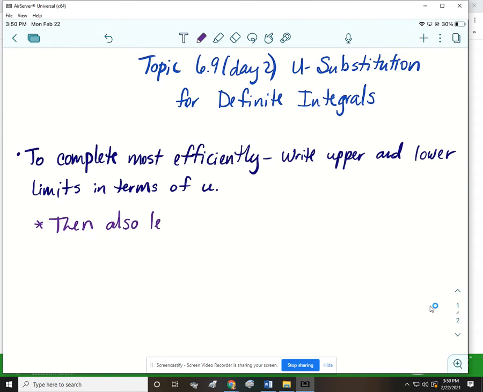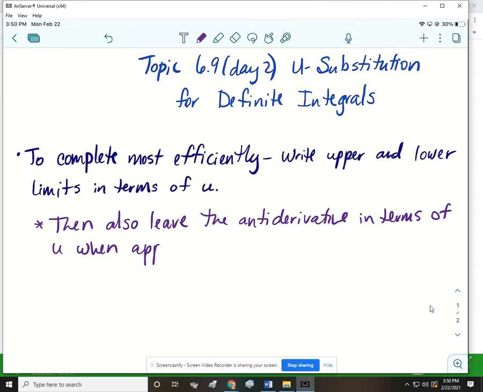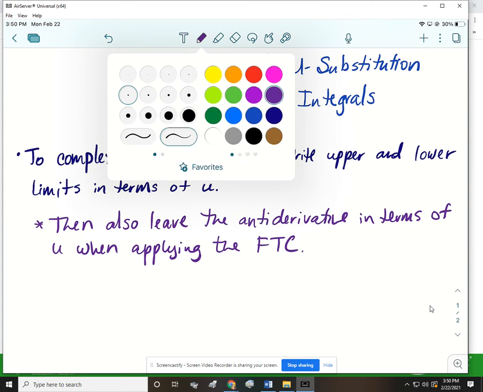All right, then, also, leave the antiderivative in terms of u when applying the fundamental theorem of calculus. All right, so that's when you plug in your lower and upper limits and subtract. We'll go ahead and leave all that in terms of u. So let me show you what I'm talking about.